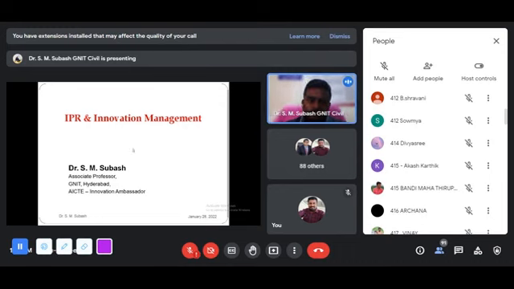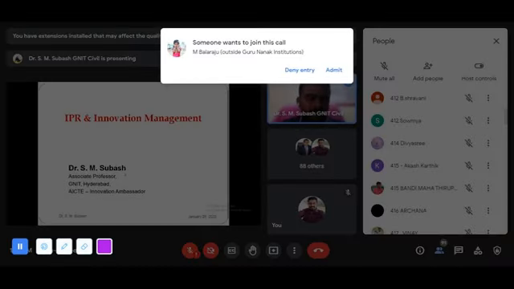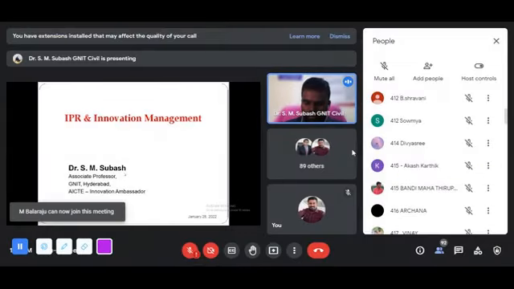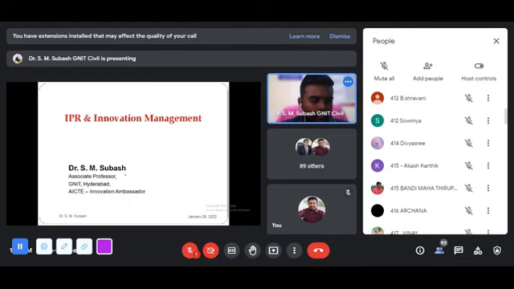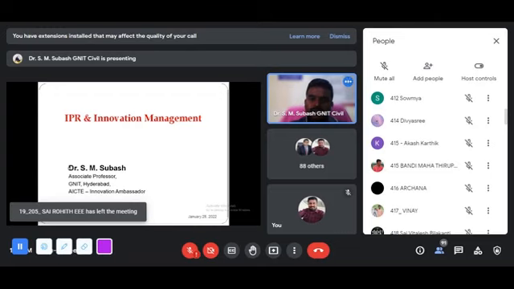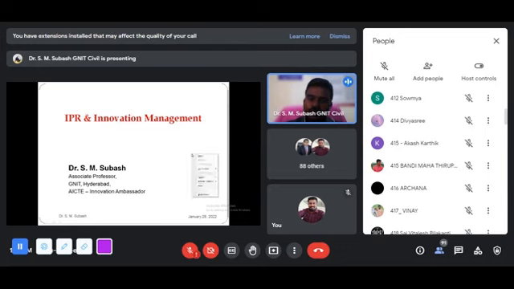Good afternoon, students, and good afternoon, faculty members, and everyone in this meeting. Today we are going to discuss IPR and innovation management. In today's session, I'm going to cover what is meant by IPR, that is intellectual property rights, how we do innovation, and how to manage those innovations by taking suitable rights from the respective organizations. That's what we are going to see today.